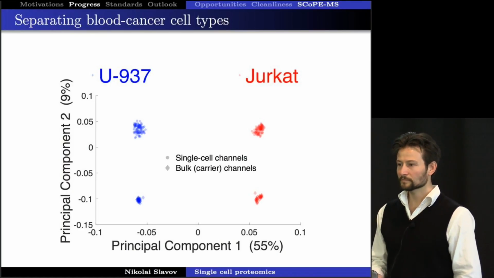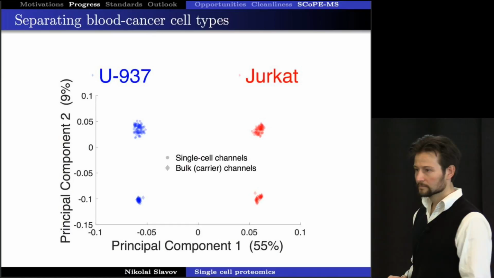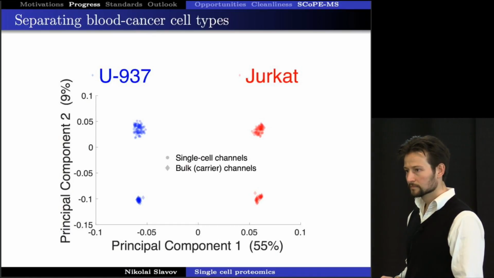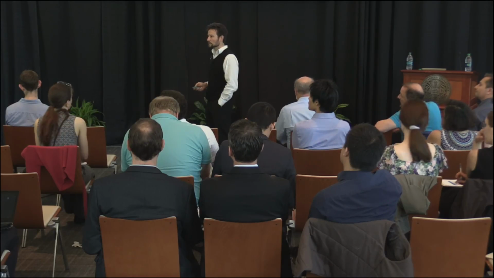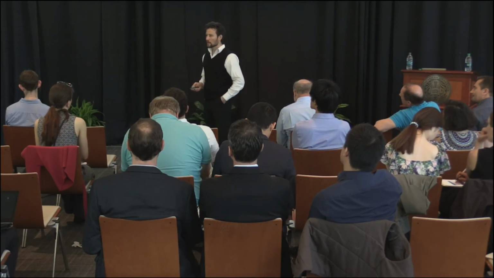Yeah, question to this PCA plot. So I'm wondering how much of the separation between bulk and single cell is maybe due to imputation, and how much is due to the actual signal? I mean, is this including imputed? No, so it's clearly not due to imputation.